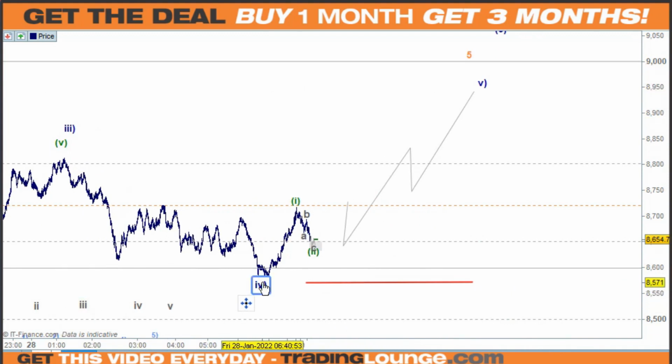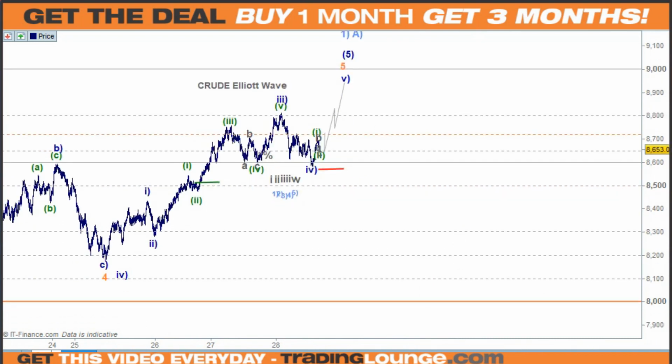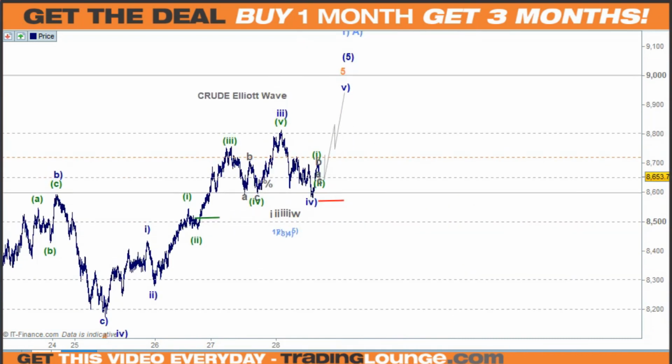But how does this actually look as an ABC pattern? It's a little bit dodgy, isn't it? So 1 and 2, 1 and 2 and 3 and 4, 1, 2, 3, 4, 5 for the third, ABC for the fourth, fifth. Yeah, we may even come down a little bit lower. What's the 38.2% on that? So let's check on that.